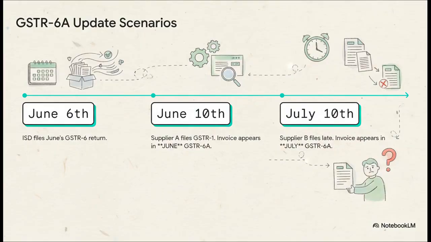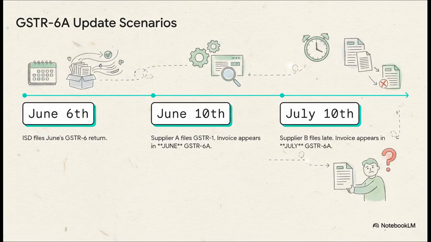But, as we all know, timing is everything. So let's walk through this timeline. Say you file your GSTR-6 for June on June 6th. Now, if supplier A files their return on time, say June 10th, that invoice pops up right where it should, in your June GSTR-6A. Perfect.